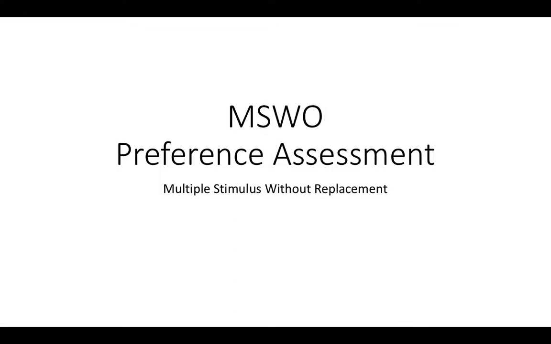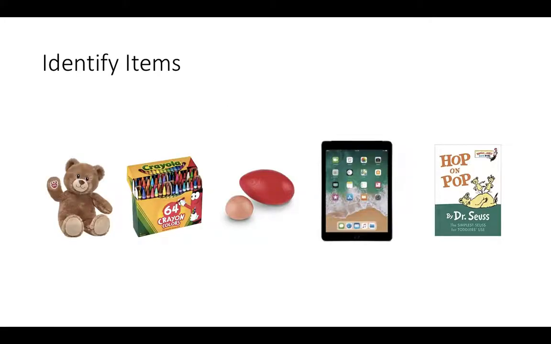This is a video to explain how to use a multiple stimuli without replacement preference assessment. What we're going to do is start by identifying five potential reinforcers. For this instance, I chose a teddy bear, crayons, silly putty, iPad, and a book. We have to make sure that the reinforcers that we choose can always be reliably delivered to the student if it is earned.